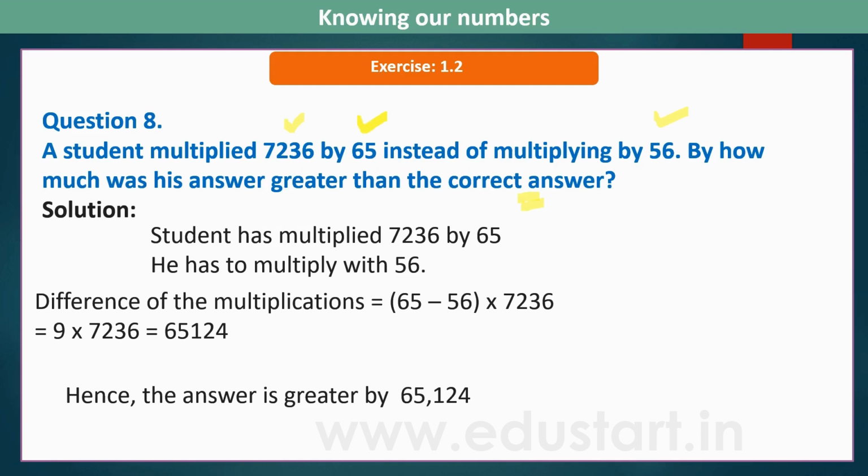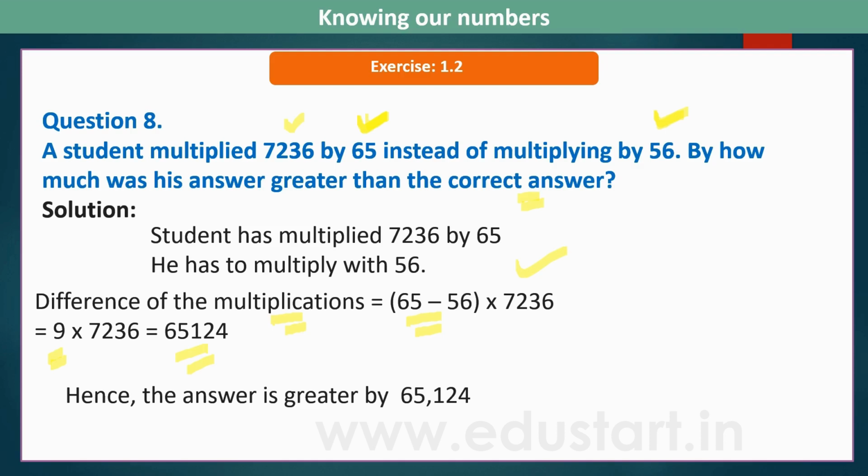Now what is the solution? What we need to find out is that the difference of the multiplication is equal to the difference of the numbers into the number multiplied. Now see, he has multiplied by 65, he should have multiplied by 56. So what is the difference? The difference is equal to 9. So 9 into 7236 is equal to 65,124.